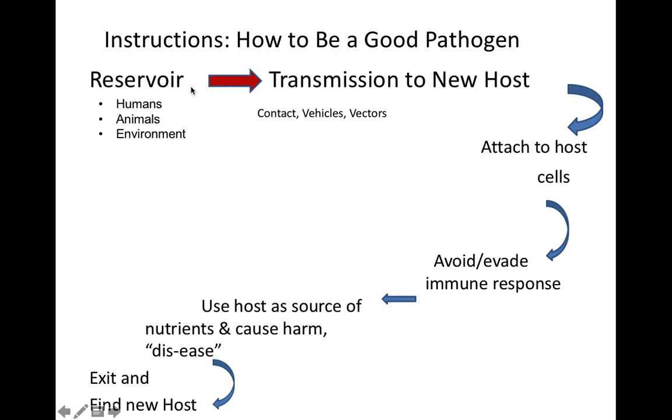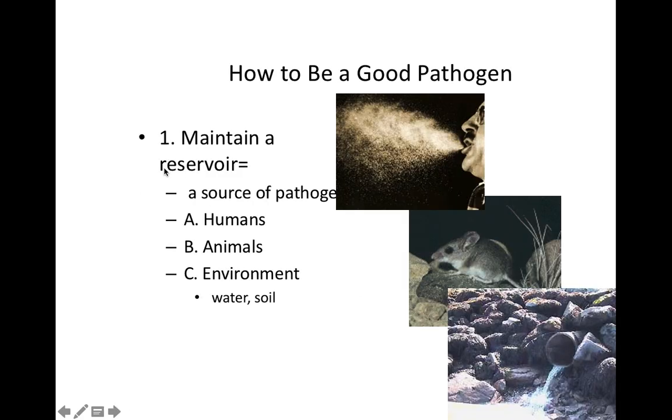And then, folks, if you're going to be a good pathogen, you have to leave your reservoir and reach a new host. And that process is called transmission. And it can get really detailed with all the names, so I'm going to try really hard to keep it simple. We'll be talking about three basic modes of transmission: contact transmission, vehicles, food, drugs, water, and vectors, or arthropod vectors. Okay, so that's where these next slides will be coming from. So again, folks, if you're going to be a good pathogen, you have to maintain a reservoir, which is a source of yourself, right? So we have humans, animals, and the environment.